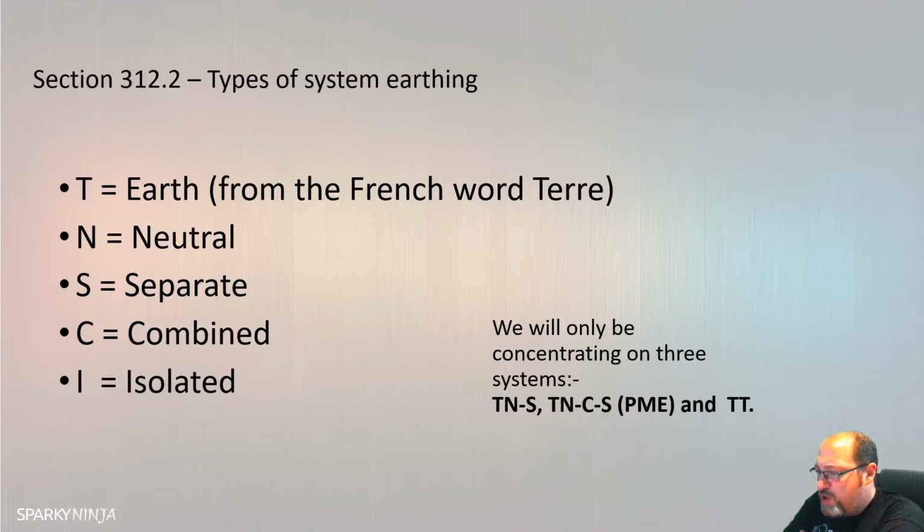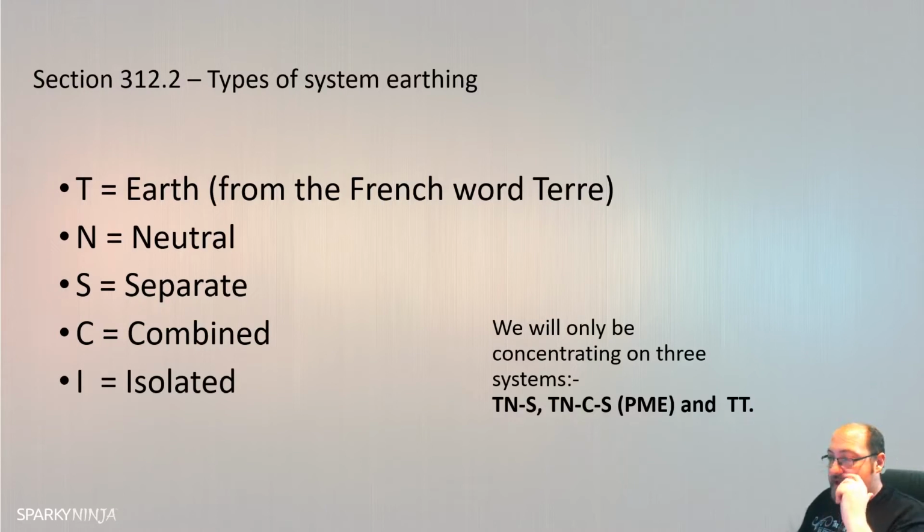I've covered this in other material before. So when we look at system earthing, we need to understand what the letters represent. So TNS, TNCS, TT, etc. T stands for Earth, or Terra, French for Earth. N is neutral. S is separate. C is combined. I is isolated. Those are given there. We need to understand how they're used.